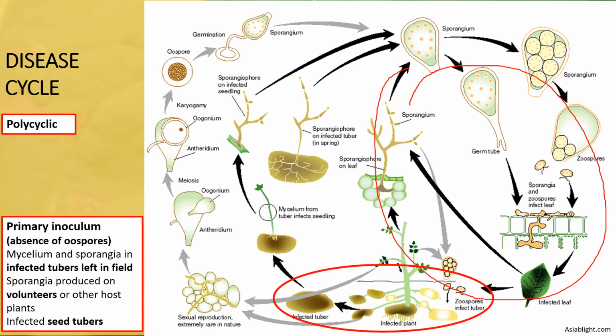If we have a look at the source of primary inoculum of Phytophthora infestans, in the absence of oospores, in other words, where there's no sexual reproduction occurring, mycelium and sporangia that are found on infected tubers, which are left lying in the field after harvest, are a source of inoculum. The other sources of inoculum are sporangia, which are produced on volunteer potatoes or on other host plants found in the area, such as weeds. Infected seed tubers that are planted also constitute a source of primary inoculum.